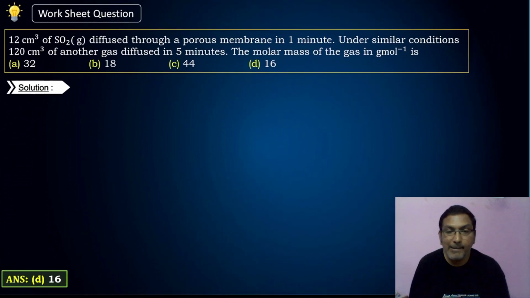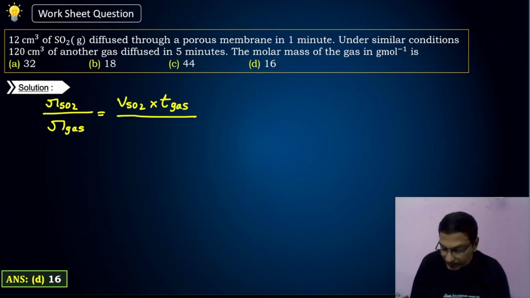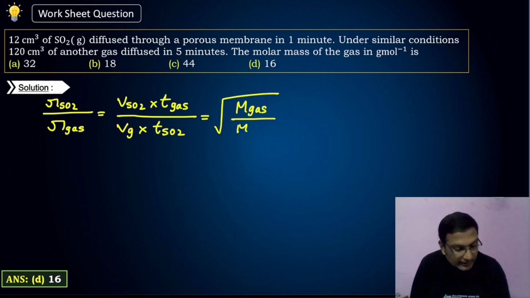Graham's law question. Rate of diffusion of SO2 versus rate of diffusion of a given gas equal to volume of SO2 into T of gas by volume of gas into T of SO2, that is equal to root over molecular weight of gas by molecular weight of SO2.